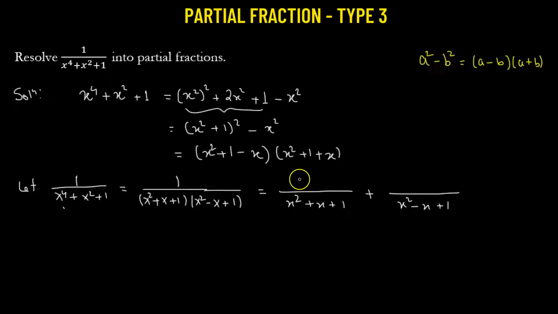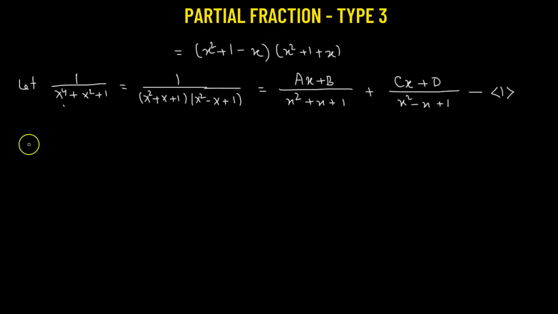Now, we usually start with the constant term a in the numerator. However, x squared plus x plus 1 is a quadratic factor, so we'll have to consider ax plus b. Similarly, for the second partial fraction, the denominator is a quadratic factor, so we'll have to consider the numerator portion as cx plus d. So now our goal will be to determine the values of a, b, c, and d. Let's label this as equation number 1.